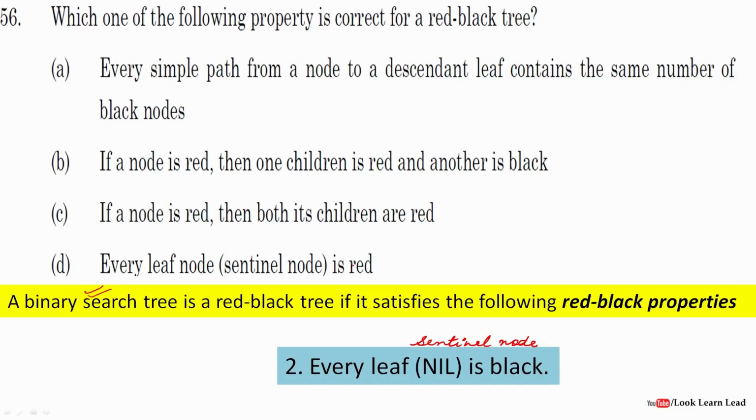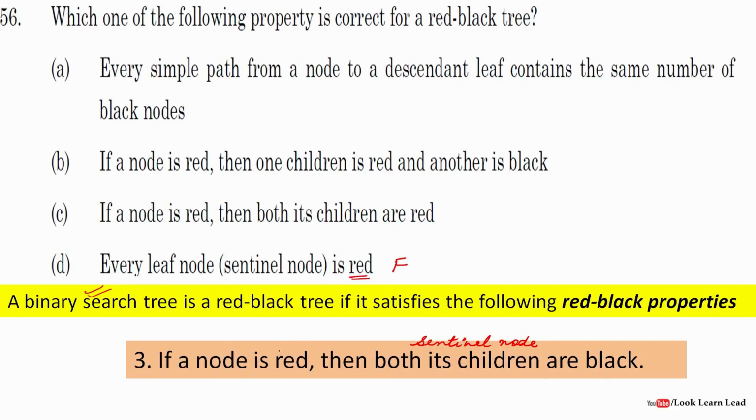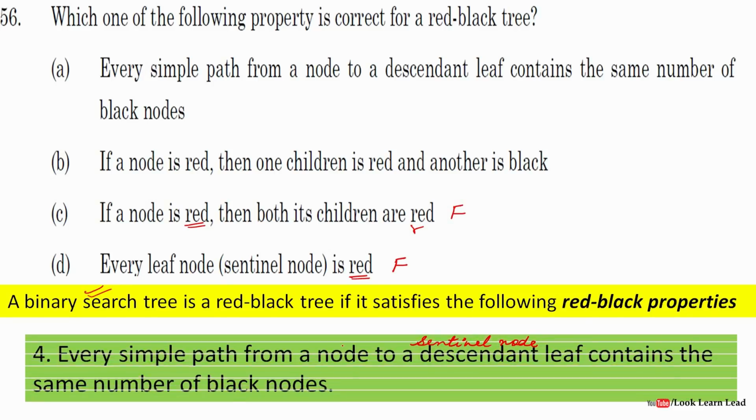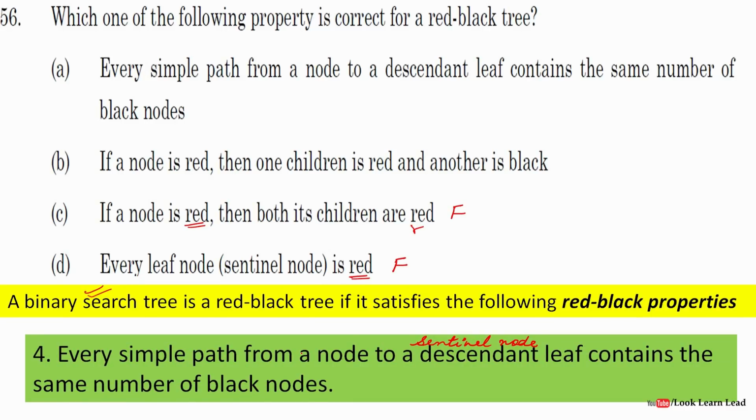The option saying every leaf is red is false, because every leaf is black. Next, if a node is red, then both the children are black. Here it is given that if a node is red, then both the children are red. No, that is also false. So you have to remember the properties of the red-black trees. Next property is every simple path from a node to a descendant leaf contains the same number of black nodes. Yes, this is true.